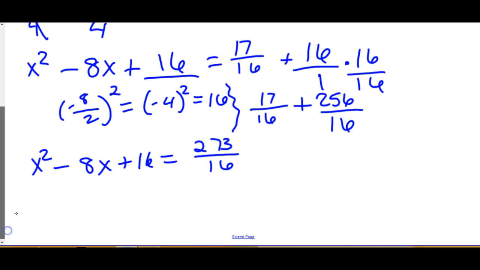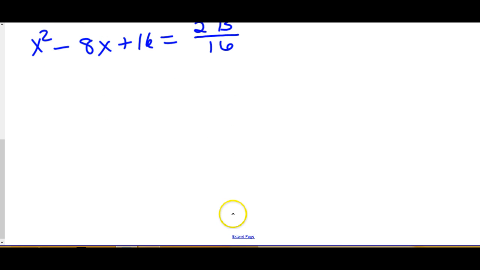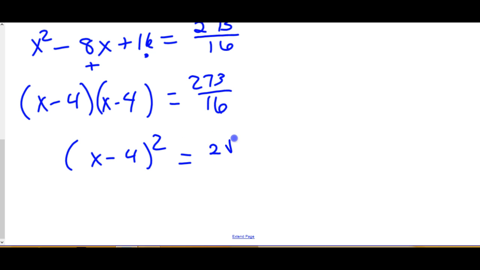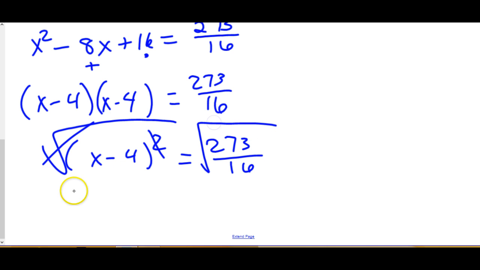Now we can factor that left side. Things that multiply to be 16 but add to be negative 8 would be negative 4 and negative 4. We rewrite it as a perfect square binomial. We get rid of squared by square rooting. So we get x minus 4 equals the square root of 273 over 16.